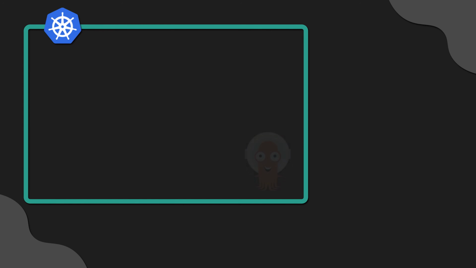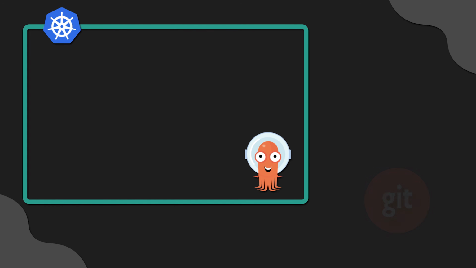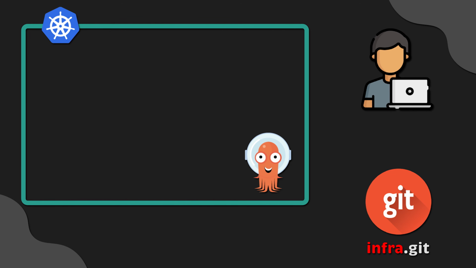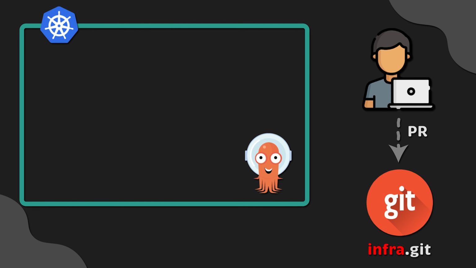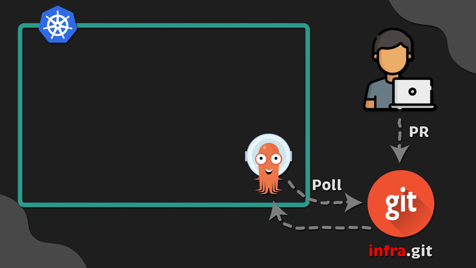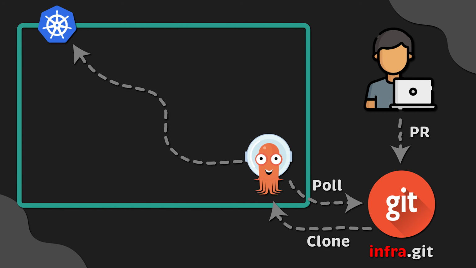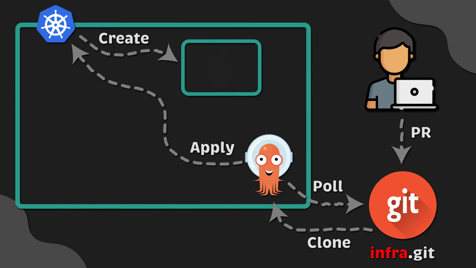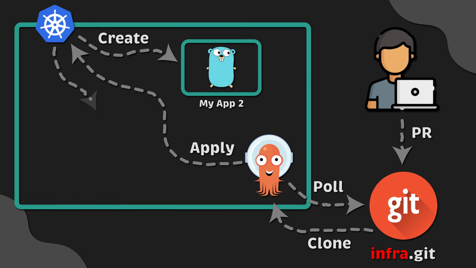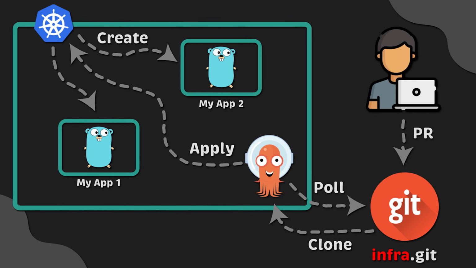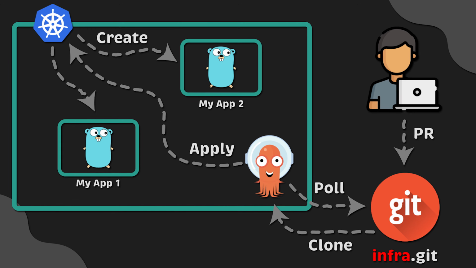ArgoCD is a continuous delivery tool designed to ensure that the Git state remains synchronized with the Kubernetes state. To deploy a new application using ArgoCD, you start by creating a pull request, just like with infrastructure changes. Once the pull request gets approved and merged, ArgoCD automatically applies the changes to the Kubernetes cluster. This process is relatively simple, with ArgoCD primarily cloning the Git repository and running kubectl apply at regular intervals. Most of the automation in this process is built into Kubernetes and not ArgoCD itself.